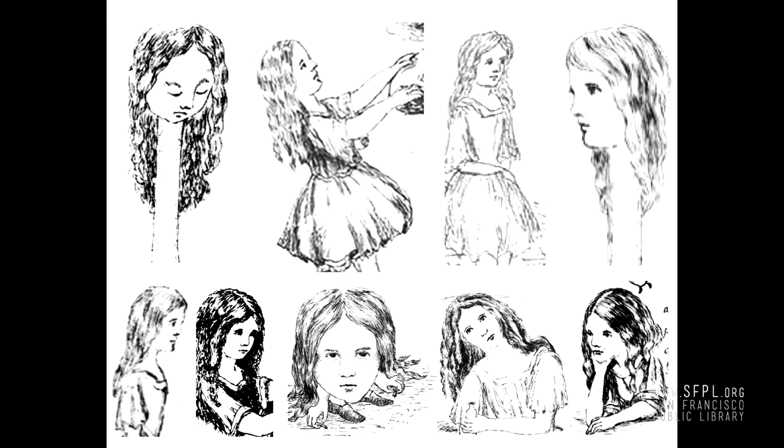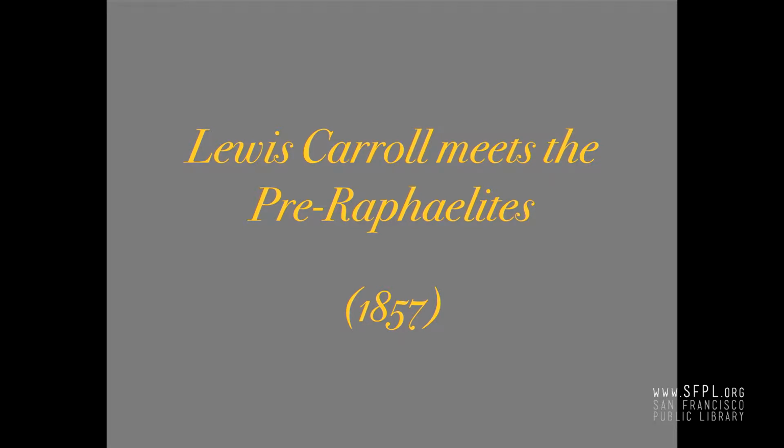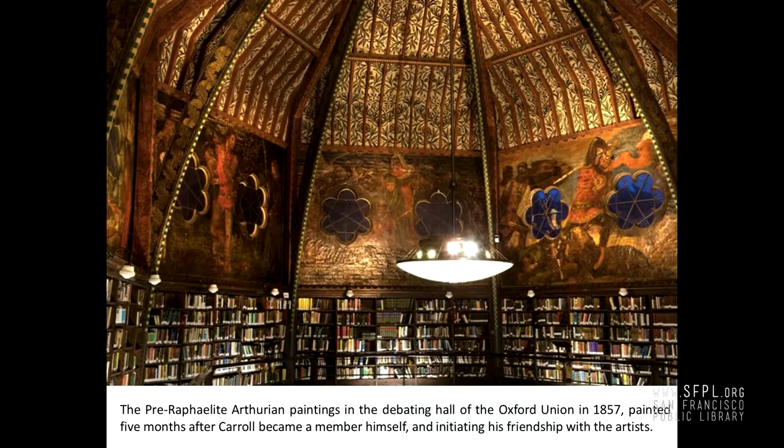I hadn't realized this. I wrote a book about some of these sources, and it's not in the book, but Lewis Carroll, or Charles Dodgson, met the Pre-Raphaelites in 1857, and the event was the painting of the building of the Oxford Union. Now, I don't know if you know about the Oxford Union, but it is the source of most of the prime ministers of Britain since that time. It's the debating society, and almost every prime minister of Britain turns out to have been the president of the Oxford Union at that time in Oxford.